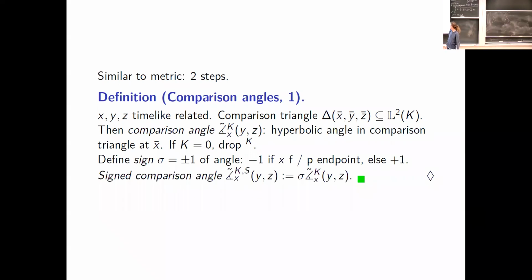For k equal to 0, we don't care about the k. There are some inequalities which depend on which of these three angles one is at. Therefore, we define the sign: in these two it is -1 and here it is +1. And the signed comparison angle is just the comparison angle with the sign multiplied onto it.